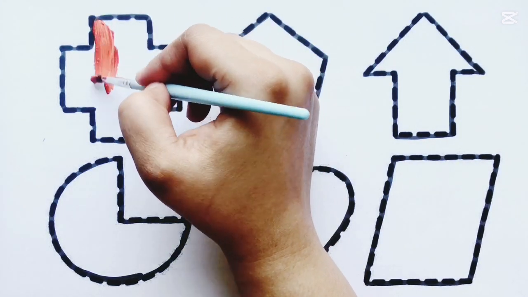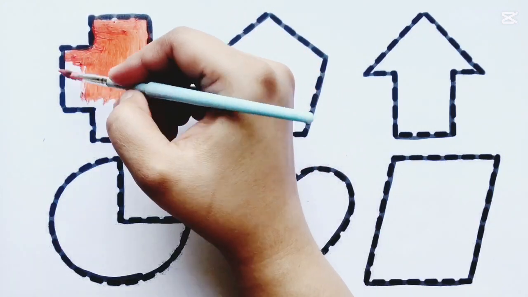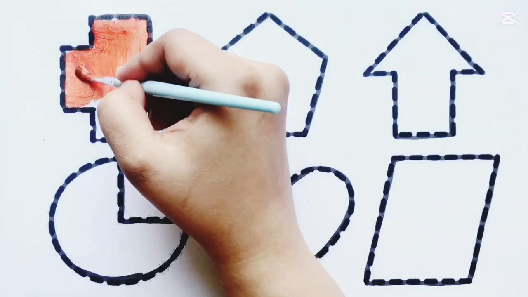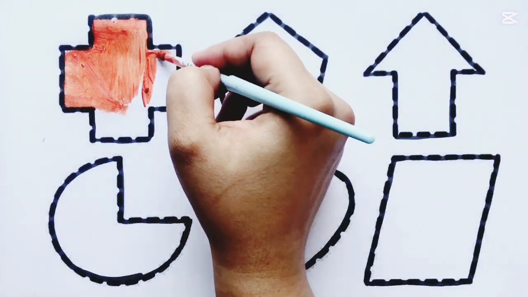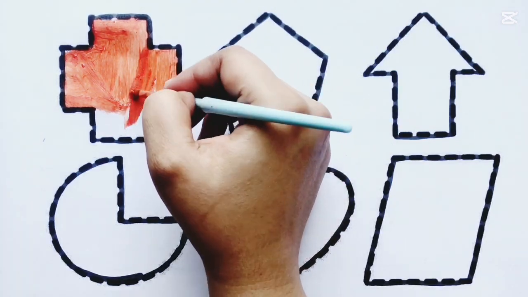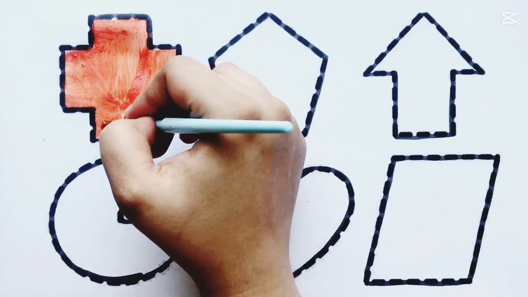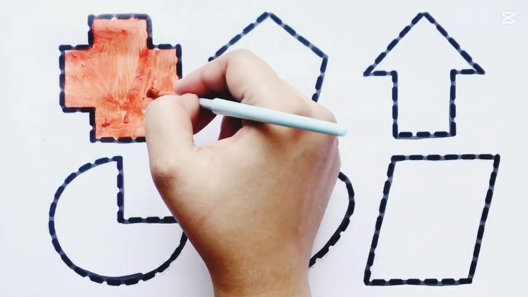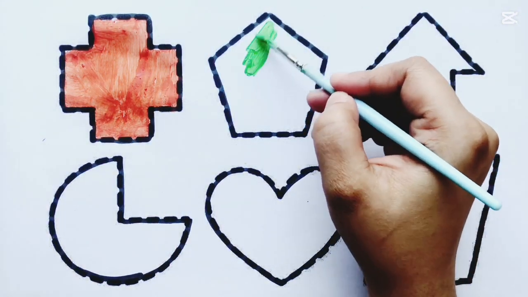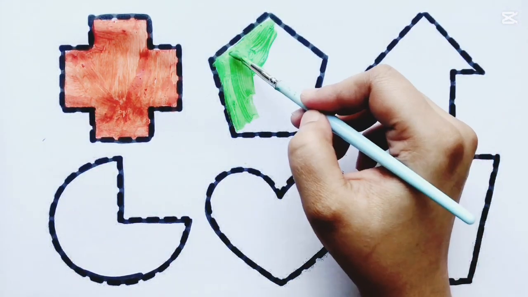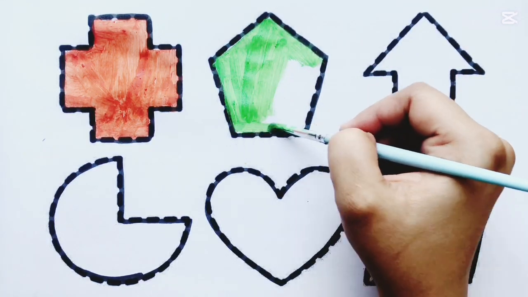Let's paint orange color. Shape is cross. Light green color. This shape is pentagon.